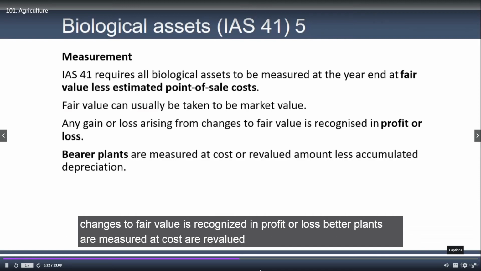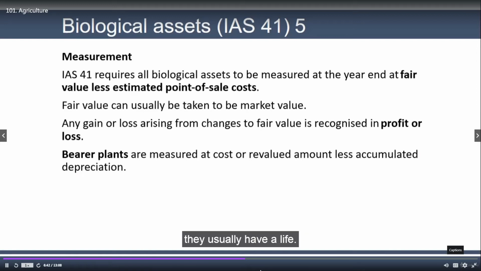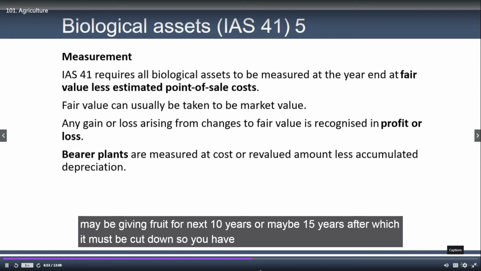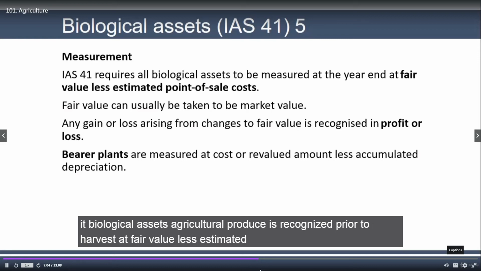Bearer plants are measured at cost or revalued amount less accumulated depreciation. Accumulated depreciation, because we said that these bearer plants usually have a life. You cannot expect an apple tree to give you fruit for eternity. You know that an apple tree may be giving fruit for the next 10 years or maybe 15 years, after which it must be cut down. So you have to have the accumulated depreciation. You can depreciate it over the 16-year period or whatever.